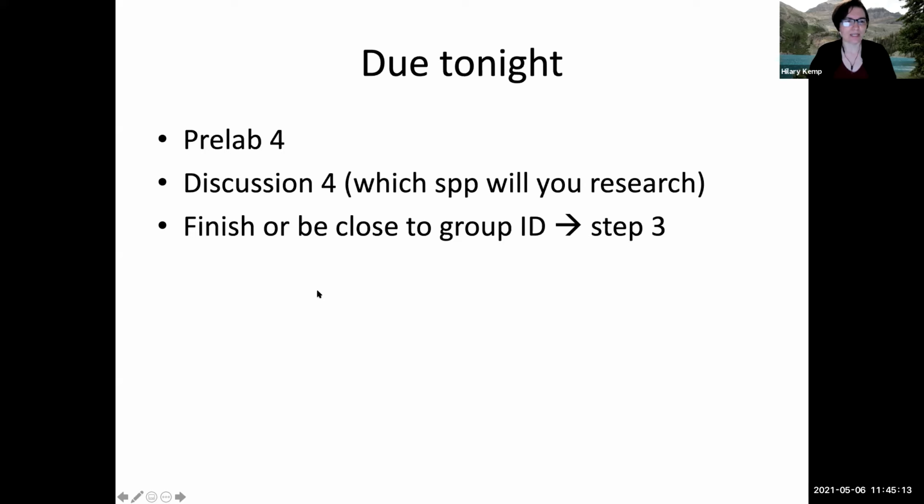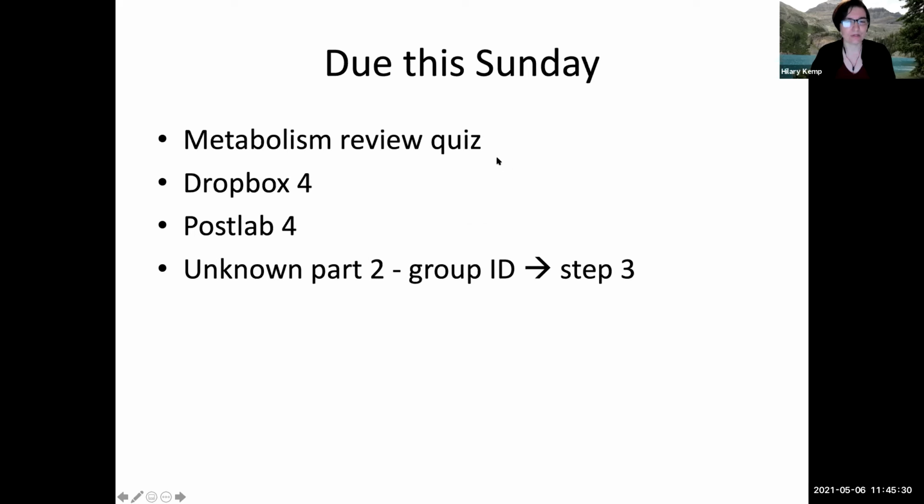Tonight, pre-lab 4 and discussion 4 are due. So don't forget to do that. And if you are already done with your group ID, you can submit and move on to step 3. You should at least read step 3 and see if you can get finished in the next little while, but Sunday is the deadline. So Sunday, a reminder: metabolism review quiz, Dropbox for lab 4 and post lab 4, and then unknown ID part 2 group ID.